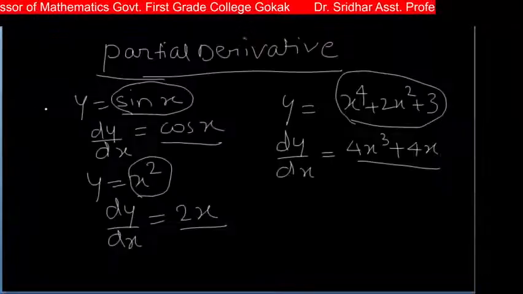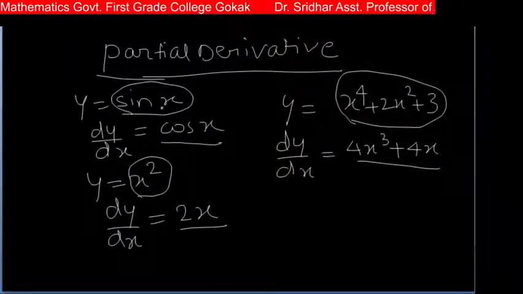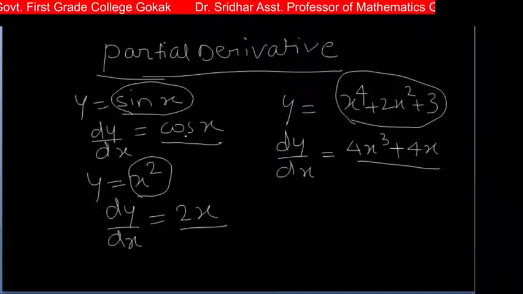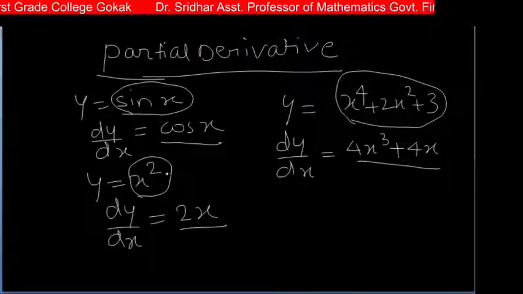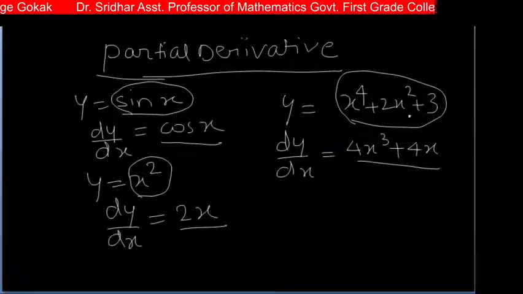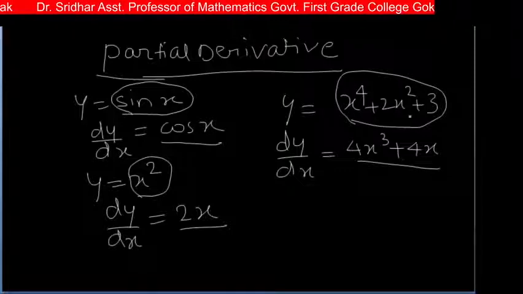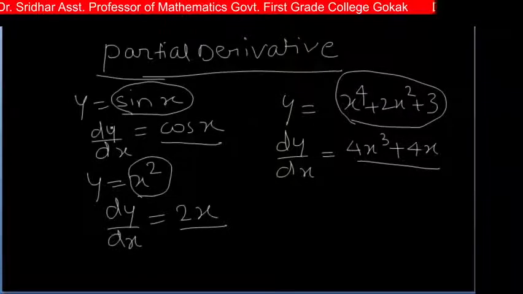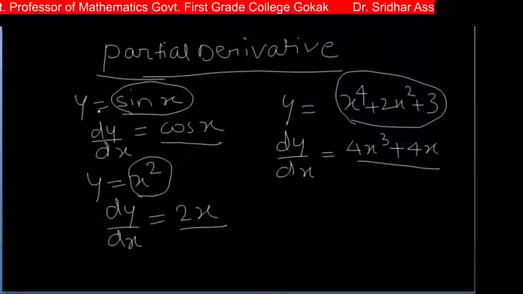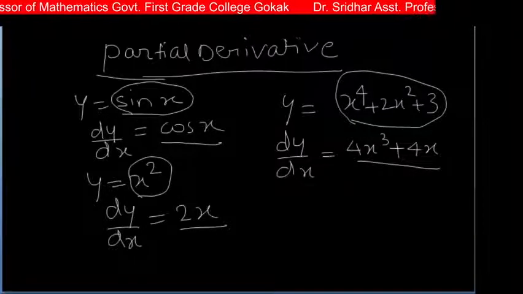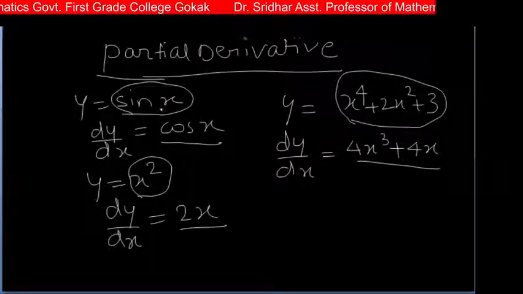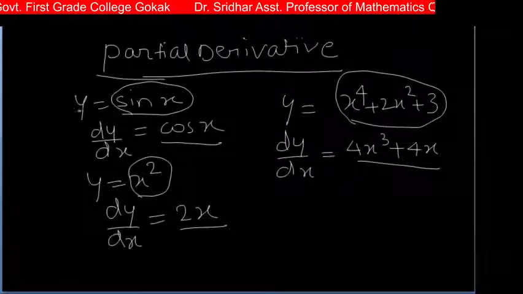Whereas in these examples, there exists only one independent variable, that is x, right? Here it is x square, and x raised to 4, 2x square plus 3, so that is only one variable, only x. So if you want to differentiate, the only way is to differentiate with respect to x, because there is no other independent variable. So y is a dependent variable.